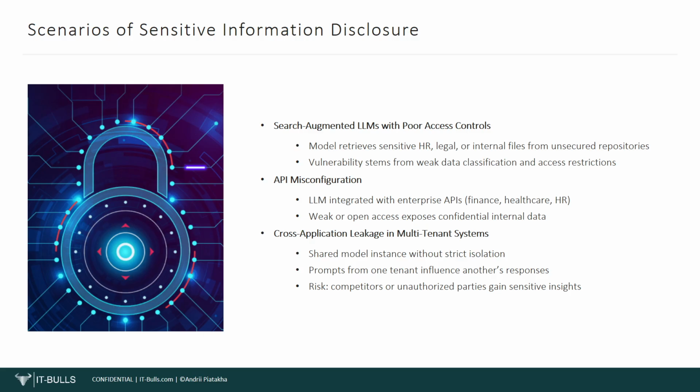A further example is API misconfiguration leading to unintended disclosure. Many LLMs are integrated with enterprise APIs, such as those for finance, healthcare, or HR systems. If an API is left open with weak access restrictions, the model could inadvertently surface data that was meant to remain strictly internal. And finally, consider cross-application leakage in multi-tenant systems.